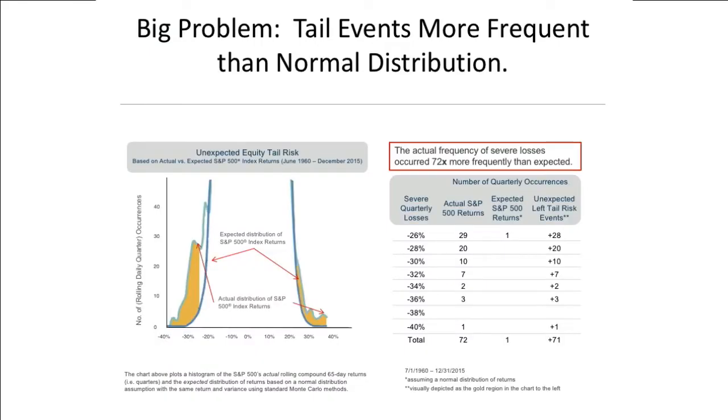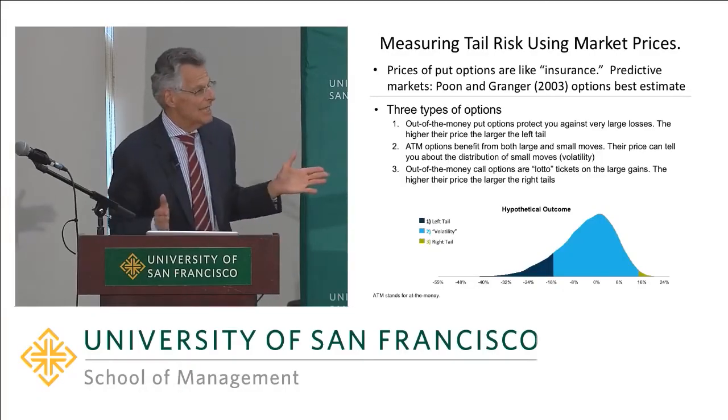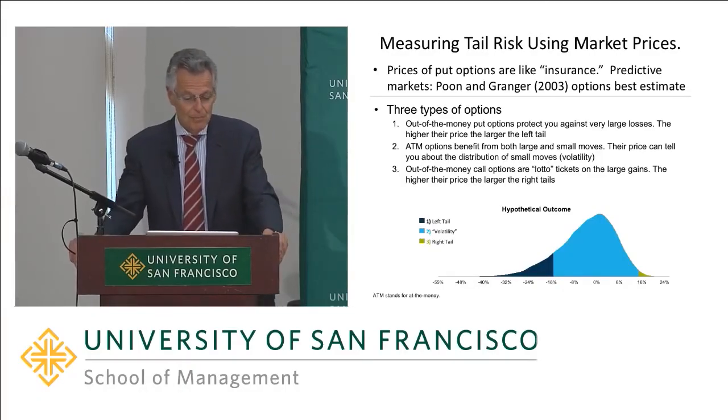Far from it. Tail events are very frequent. This is Bootstrap from 1960 to 2015. And the number of incidents of tails is much greater than what you'd ever expect from a normal distribution. Okay? So how do we get tail risks, and how do we measure it?